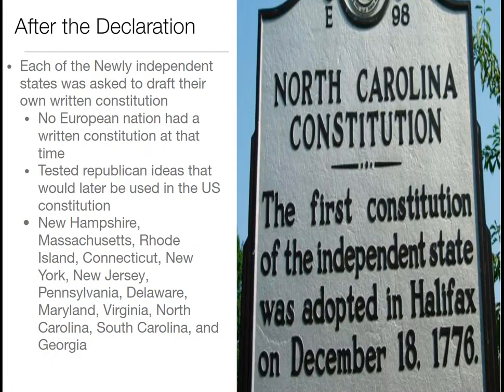After the Declaration, each of the newly independent states was asked to draft their own written constitution. No European nation had a written constitution at the time. It tested republican ideas that would later be used in the U.S. Constitution. So the 13 original colonies: New Hampshire, Massachusetts, Rhode Island, Connecticut, New York, New Jersey, Pennsylvania, Delaware, Maryland, Virginia, North Carolina, South Carolina, and Georgia. Each of these states will write their own state constitutions.